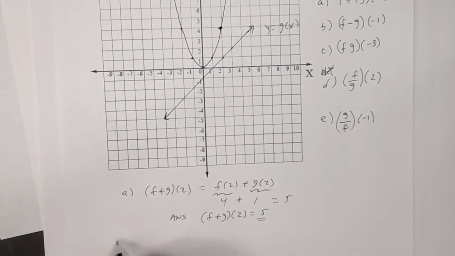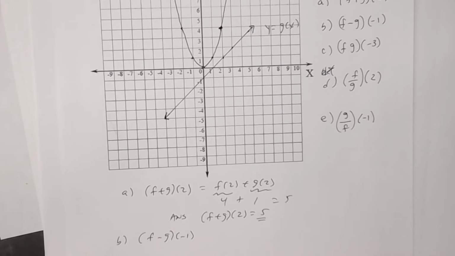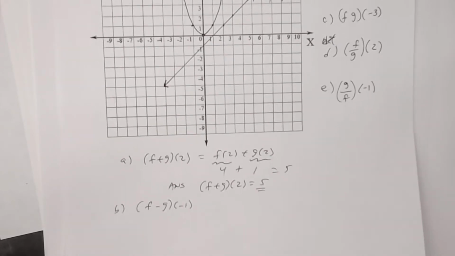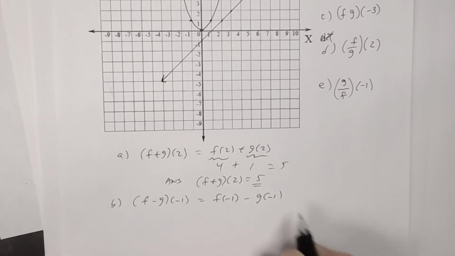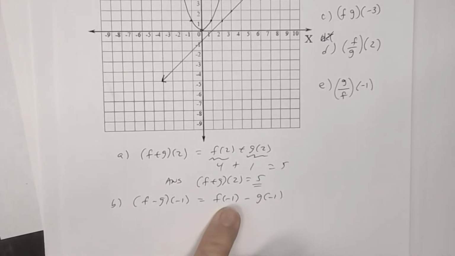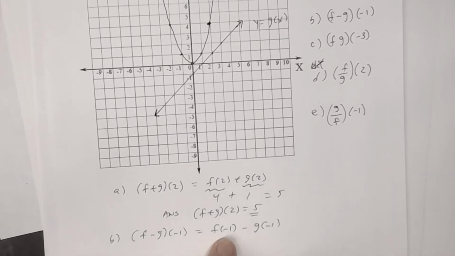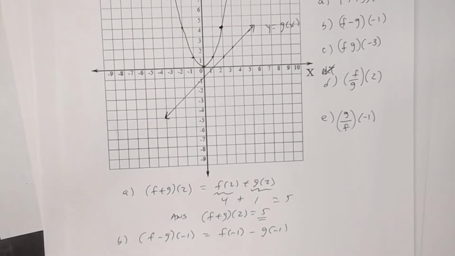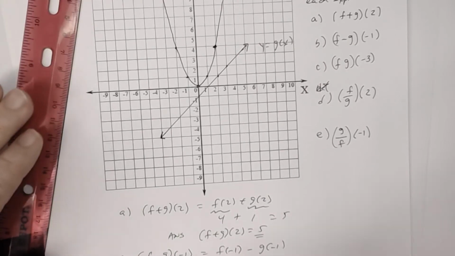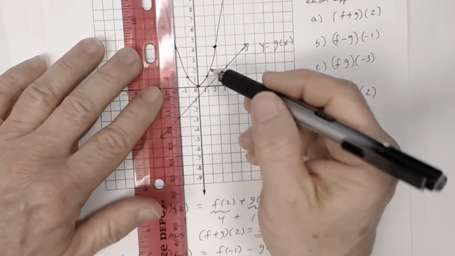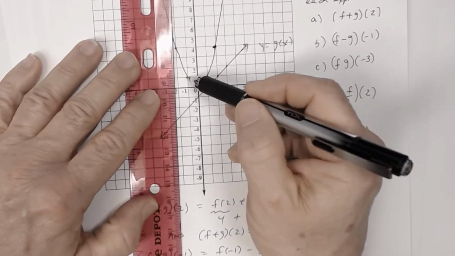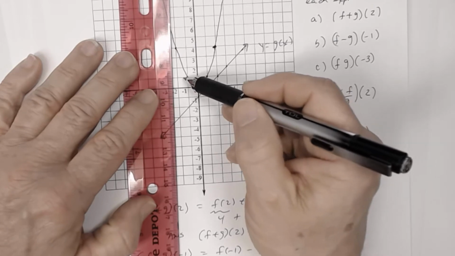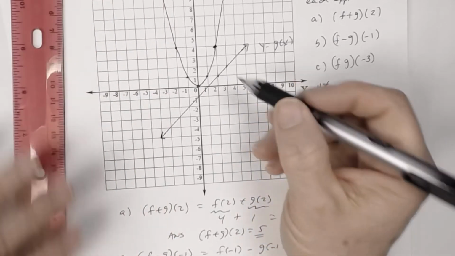Okay? All right, B. In B, you want to find f minus g at negative 1. So f minus g at negative 1. Well, by definition, that is f of negative 1 minus g of negative 1, right? So again, you go to function f, you go to your function g. So let's find f of negative 1 first. All right, so f, remember, is this quadratic one. So when x is negative 1, do y'all see that your y value is 1? Okay, so negative 1, 1.